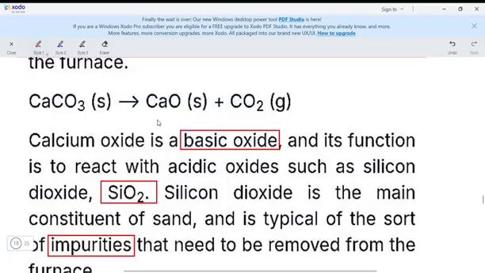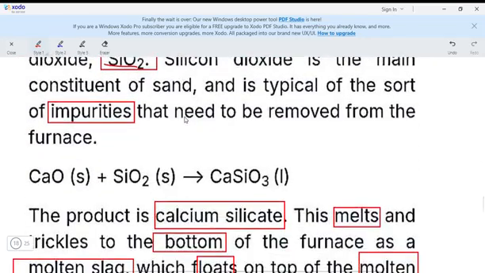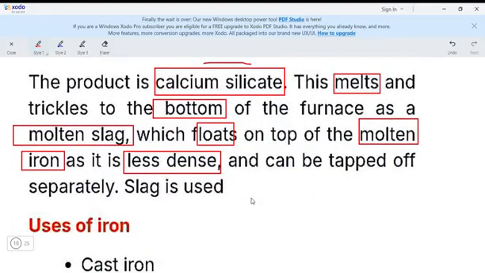And take note, calcium oxide is a basic oxide. So it will be looking for an acidic oxide, which is your silicon oxide, the sand. Once the silicon oxide, the acidic oxide, and the calcium oxide, which is basic oxide, come together, they give us the slag, which is calcium trioxosilicate. So that's the slag. And I've said the molten slag will float when you melt it. So it will float on top of the iron. It will be less dense. You tap it off and the iron also is tapped off.